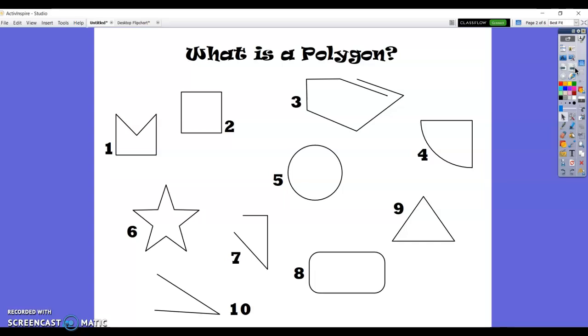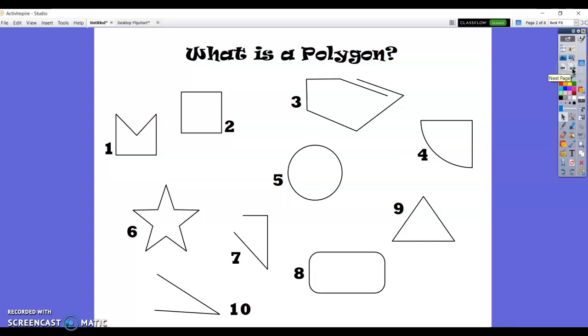Boys and girls, I would like you to stop the video right now, pause it, and get a piece of paper. Write down the ones that you think are polygons and the ones that you think are not polygons. And try to explain to yourself, why do I think that is or is not a polygon? Go ahead. Hopefully you get it done.